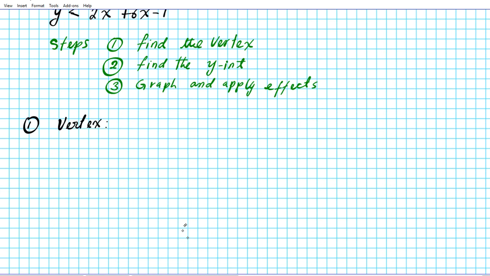The vertex, x and y vertex, can be found using the following formula. As you might already know, you can use completing the square to express this quadratic in vertex format and easily determine the vertex from there. But you can use the following formula to find the vertex directly. Okay, so it's negative b over 2a for the x coordinate of the vertex, and then f of negative b over 2a for the y coordinate of the vertex.